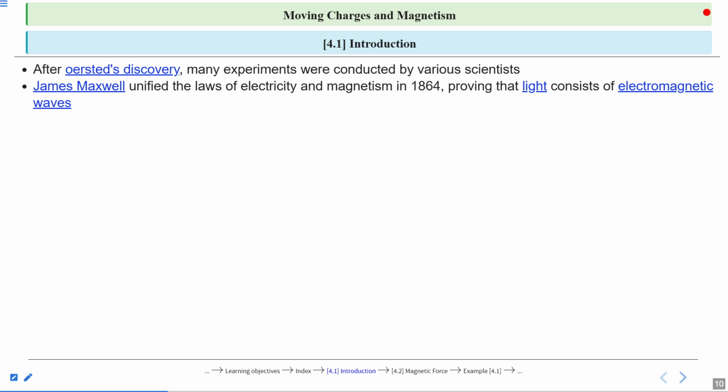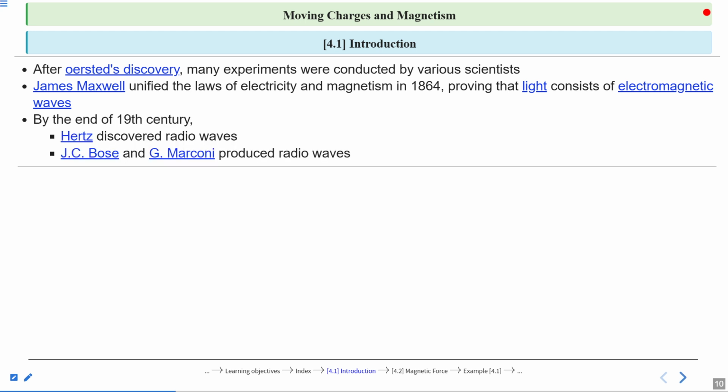James Maxwell unified the laws of electricity and magnetism in 1864, proving that light consists of electromagnetic waves. He discovered the phenomenon of electromagnetic waves, proving that light consists of electromagnetic waves. This we are going to discuss in detail in that chapter.